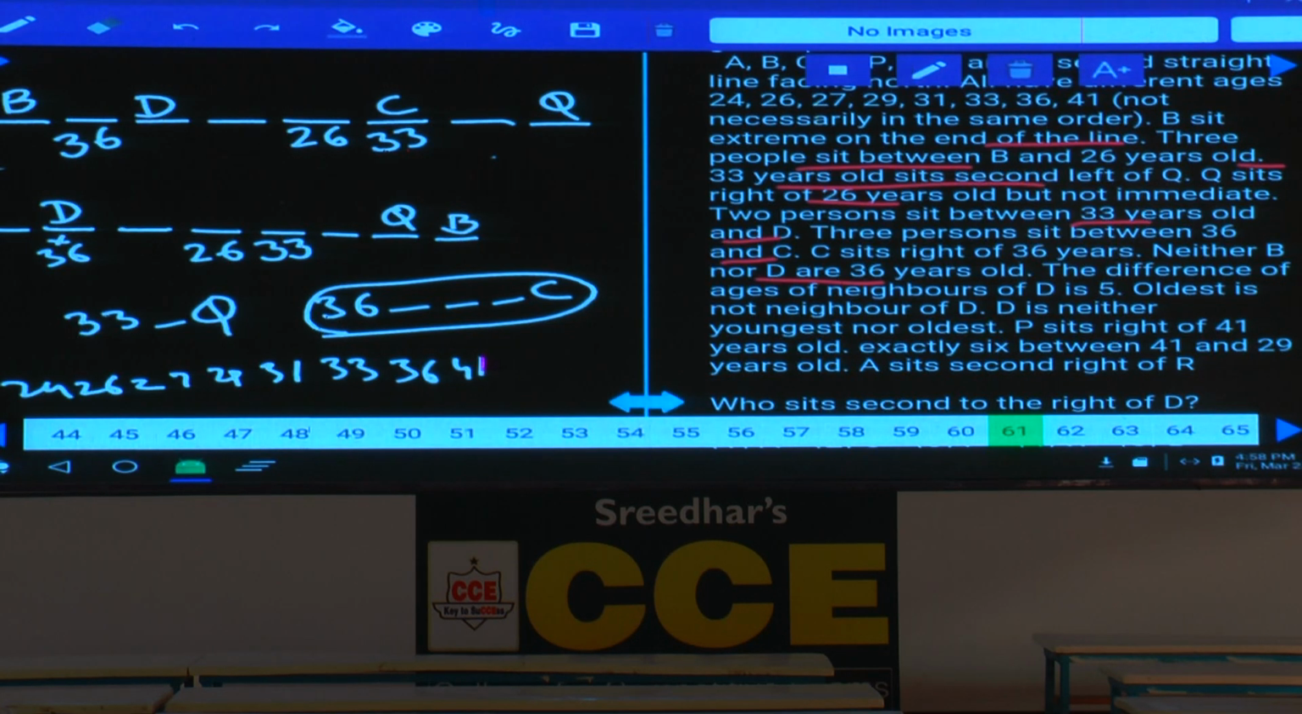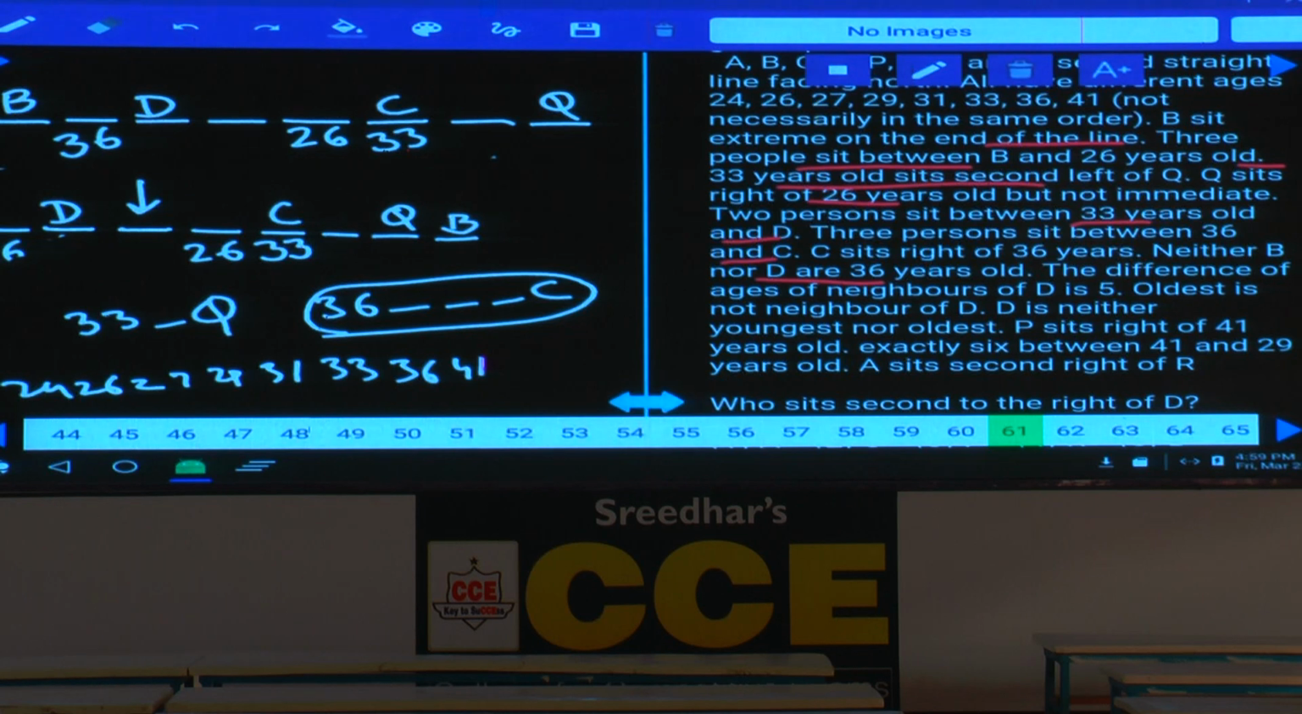Then coming to the next one, this 36-year-old can be neither D nor B. Now let us check whether this person can be 36-year-old or not. If this person is 36-year-old, then C and Q must be in the same place, which is not possible. Hence the 36-year-old must be at this place. If the 36-year-old is here, then C will be 33. Done with this? Now we have finalized this 36-year-old and C.